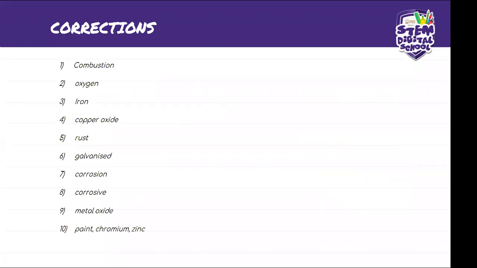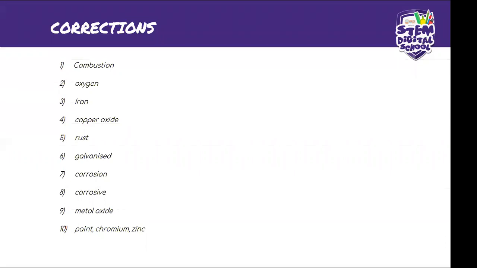You see our answers. Number one is combustion. We have oxygen, we have iron, we have copper oxide, we have rust, we have galvanized, we have corrosion, and number eight is a corrosive climate. You remember? Those of you who said number eight doesn't have an answer, it does have an answer. And number nine is metal oxide. And then number 10 is paint, chromium, and zinc. All right, that was right.